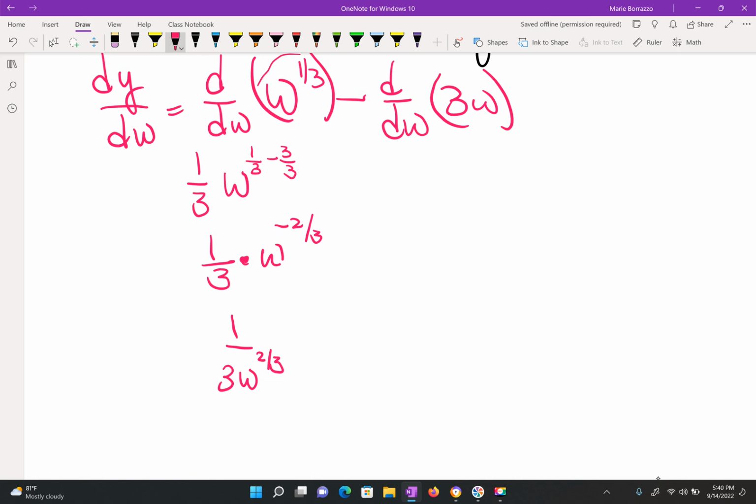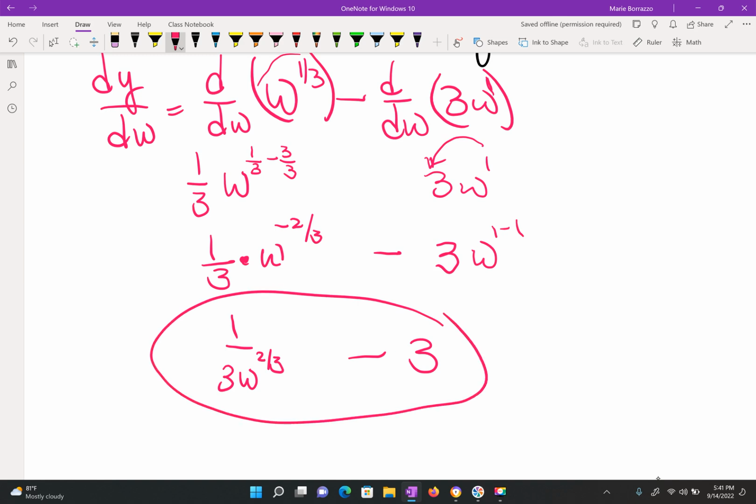For the second term, technically, it's 3w to the 1 power. So 1 times 3 is just, technically, minus 3. And then here's your w to the first minus 1, which is 0, exactly. And that's your final answer. Super. Okay.